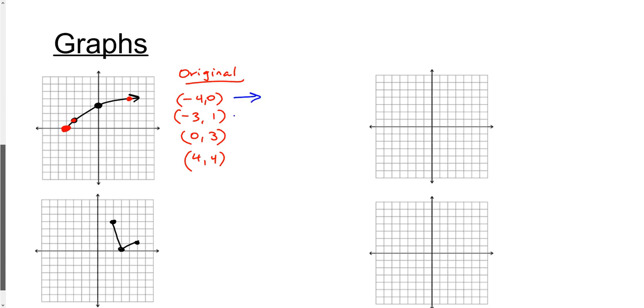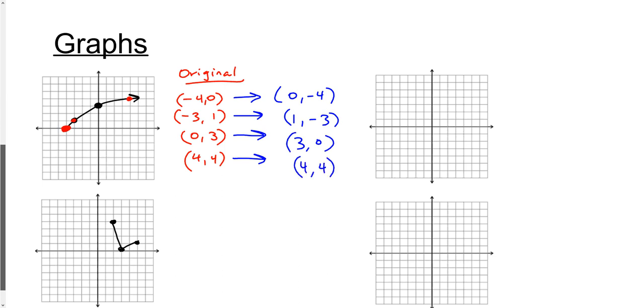If we want to graph the inverse, using the definition from up above, all you got to do is switch these guys. So (0, -4), (1, -3), (3, 0), and then (4, 4). If I was going to graph this, (0, -4), then 1, 2, 3, 4, (1, -3), (3, 0) right here, 3 to the right, and then (4, 4), 1, 2, 3, 4, 1, 2, 3, 4, so it's about right here. So the inverse graph goes like this.